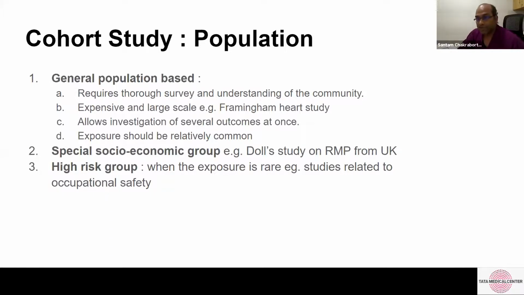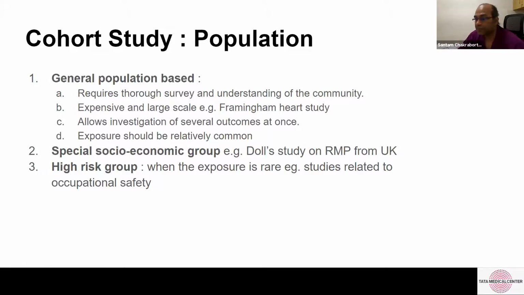Now, coming to the cohort study, what is important to understand is that in a cohort study, you do not have the outcome of interest in the population. So what does it mean? You basically have a group of people who you think may develop the disease in the future, and you are trying to find out whether a certain exposure will result in a change. So your cohort will have the exposure of interest, not the outcome of interest.